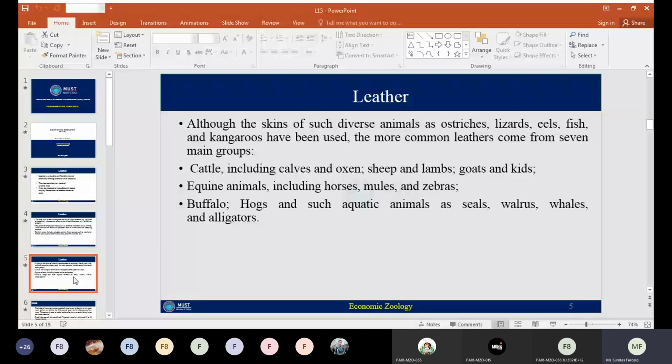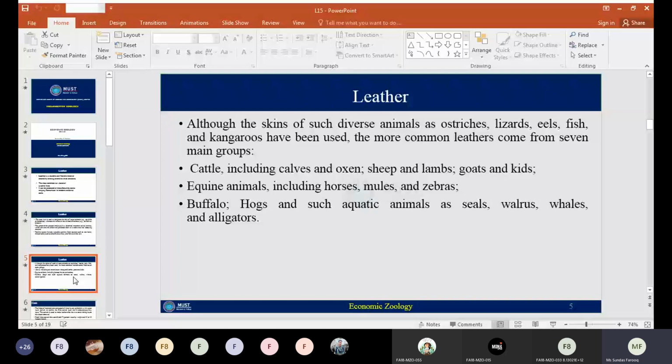The next important group for leather production is equine animals. They include horses, mules, and zebras, and also buffalo, hogs, and aquatic animals like seals, walrus, whales, and alligators. They can also be utilized for production of different types of leather. It means leather is a very diverse product that can be derived via several animal sources.